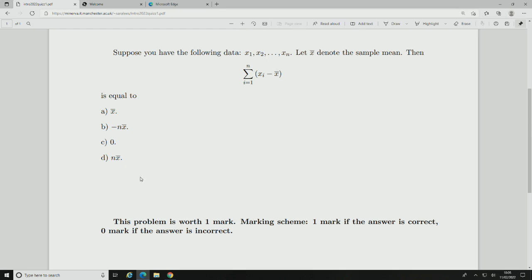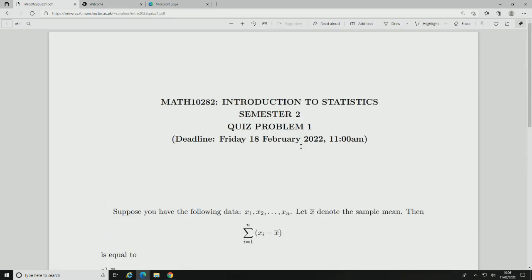So you get either 1 mark if your answer is correct and 0 marks if your answer is not correct, right? So the deadline for this is Friday, 18th of February, 11 a.m. After this time, I will send you an email saying whether your answer was correct or not, what the correct answer was, and also how I got the correct answer, right? So I will send you guys an email after this time next Friday.